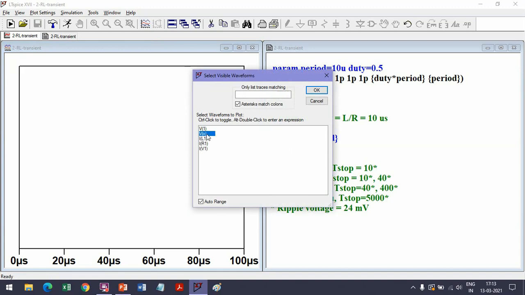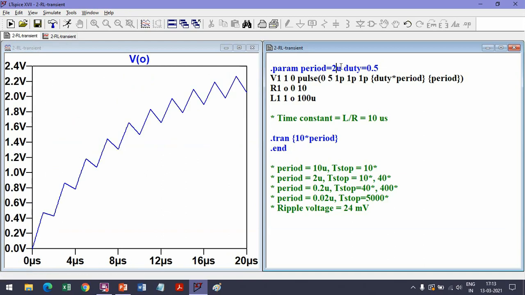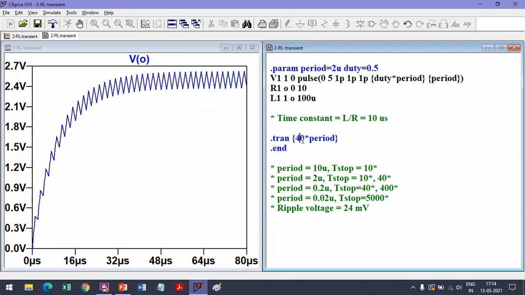So this we just saw. Now let us reduce the period from 10 microseconds to 2 microseconds and see what happens. Okay, so what happened? This is still increasing. It has not reached steady state, oscillating between the same two values. So let us increase the time period of simulation. All right, now it has eventually settled down between two values.